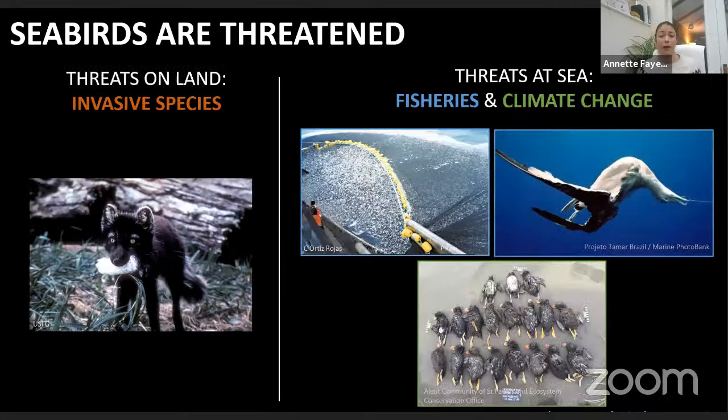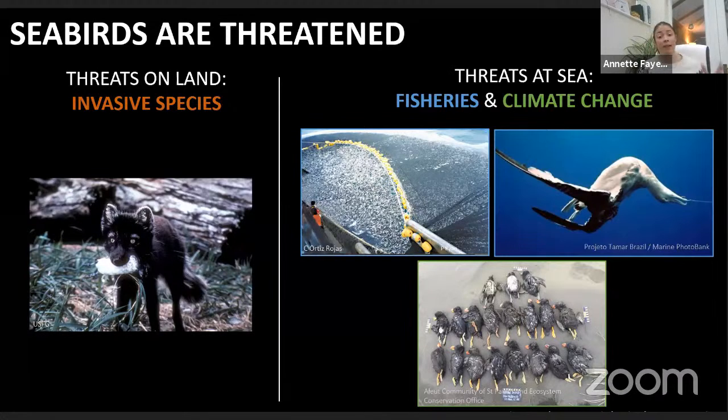They're facing many threats. Some of the key ones could be rats, mice, or here an Arctic fox that can eat the eggs and the chicks and sometimes the adults. But they're also facing multiple threats at sea. And some of the top ones here are from fisheries, both because of overfishing and also bycatch, so the birds getting caught in nets and hooks, but also through climate change.